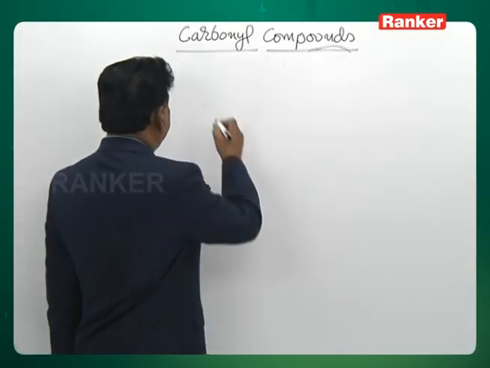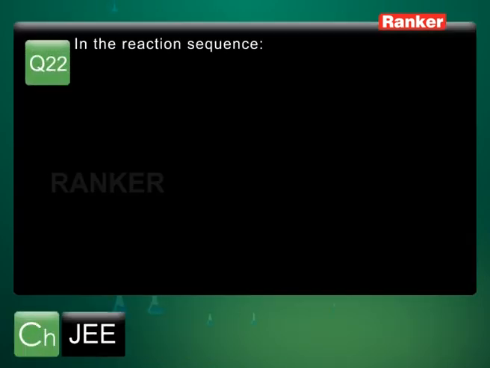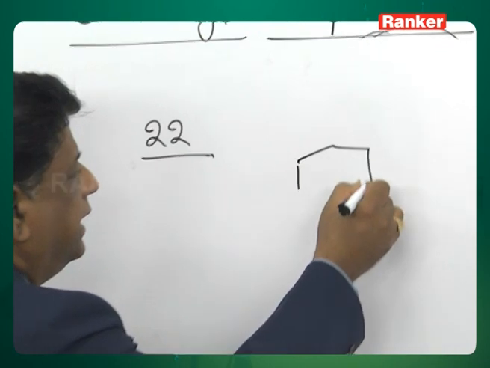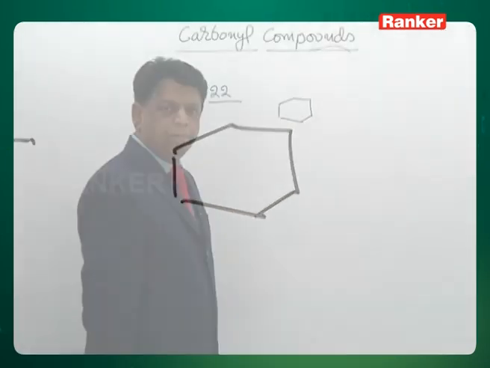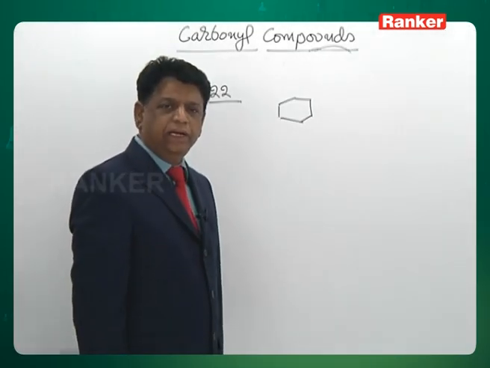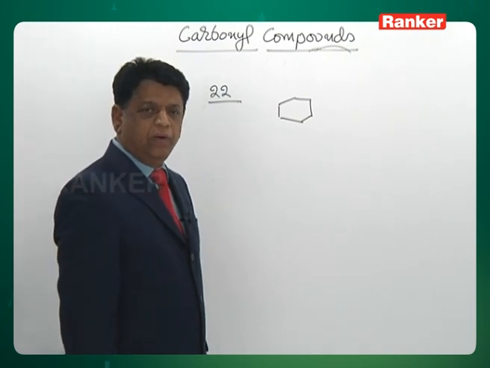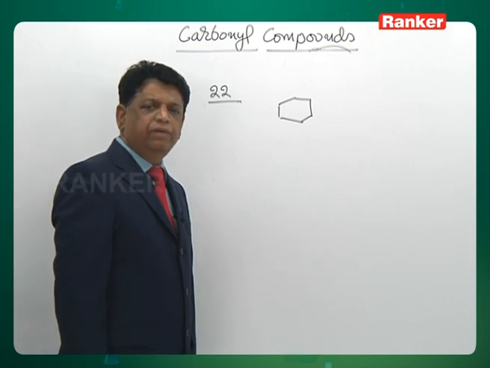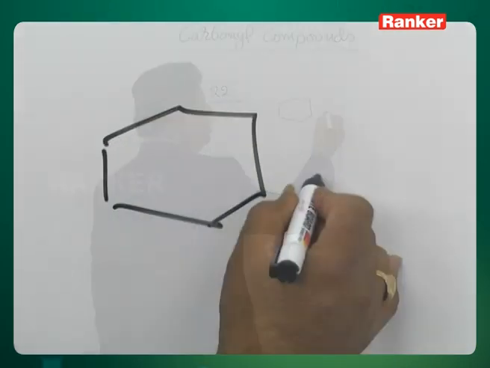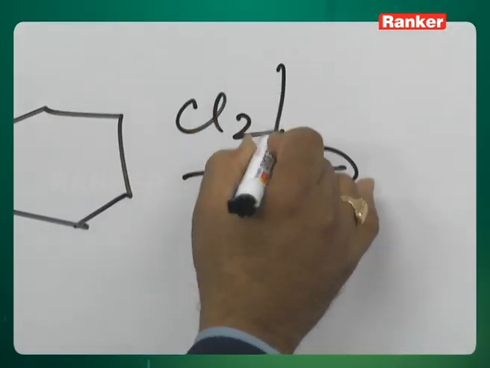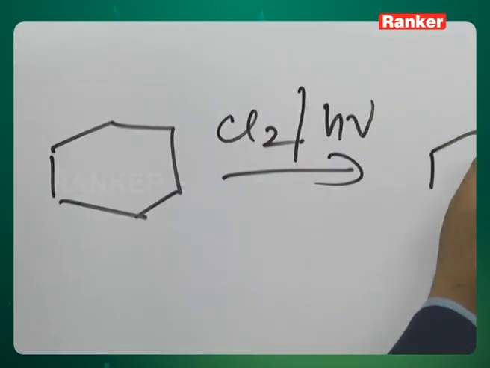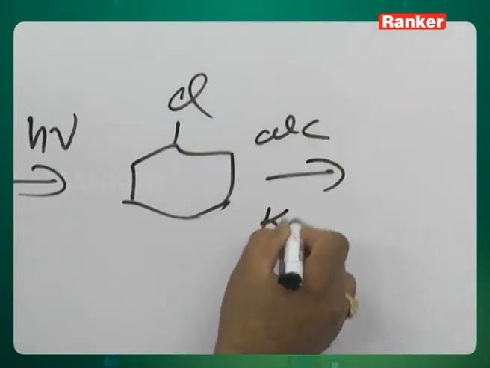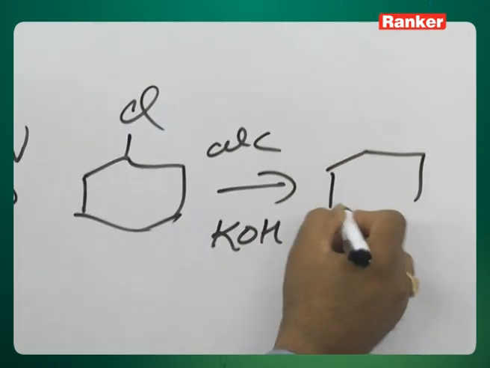Next question, 22. The cyclohexane is nothing but a 6 carbon ring. This on reaction with UV light, hν, that is photolytic chlorination, maybe monochloro or dichloro is formed. Alcoholic KOH will give alkene formation. So let us hope for the monochlorination. A chlorine is there, then alcoholic KOH will give the elimination. So we will get the alkene.